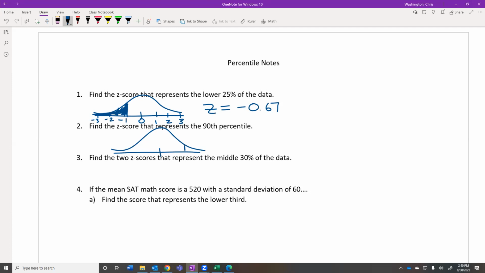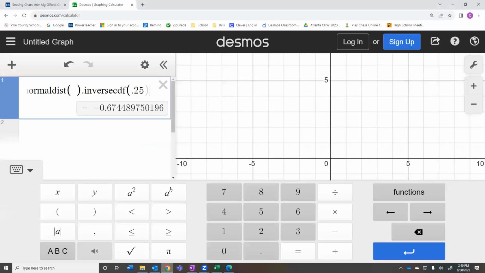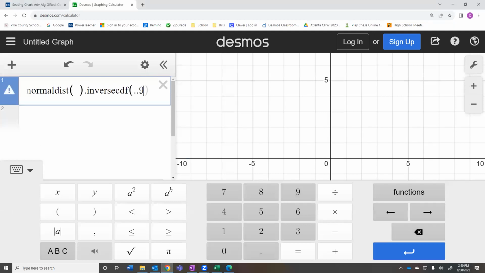So we're looking over here somewhere. What's the z-score over here? And 90% would be all of this over here. All this shaded region would be equivalent to 90%. So if we go back to Desmos, what's the only thing that we need to change in Desmos? We need to change the 0.25 to 90. So we're going to change the 0.25 to 0.90. Yeah, it's not going to work if you do that.